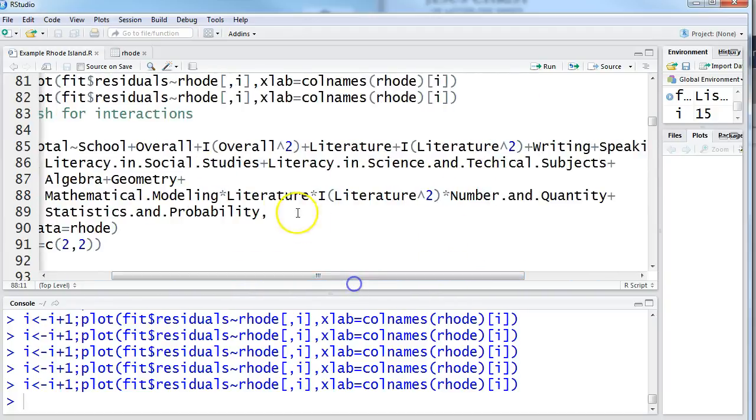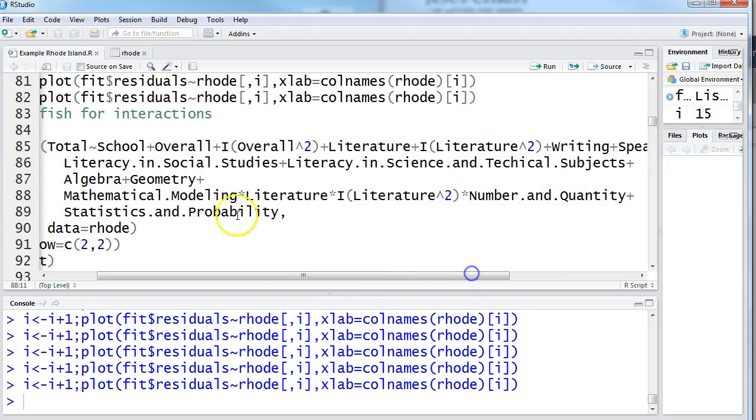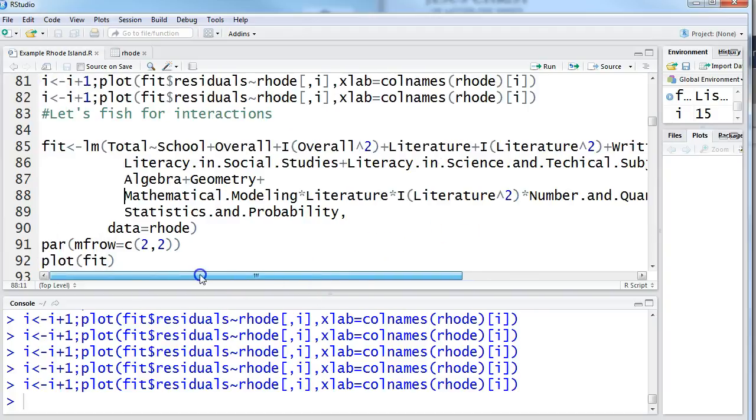So these three variables, literature, math modeling, and number and quantity, they all had this weird shape to it. I'm going to try giving them an interaction. By multiplying all of them together, I'm going to get four-way and three-way and two-way interactions, all the possible interactions. If something in here can model that, I'm going to be able to find it.